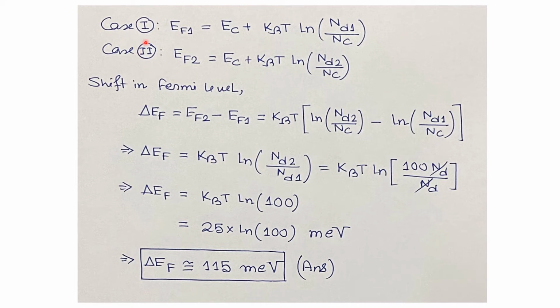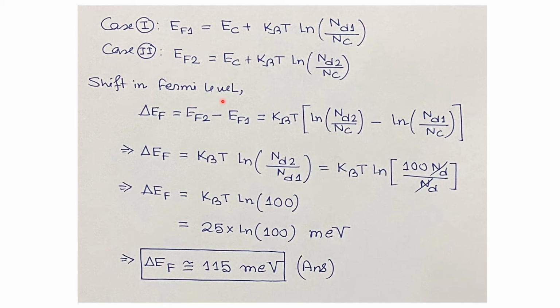In case 1, the Fermi level EF1 is equal to Ec plus kBT times ln of Nd1 by Nc, where Nd1 is the donor concentration in the first n-type semiconductor. For the second n-type semiconductor, where the doping concentration is increased by 100 times, the Fermi level EF2 is Ec plus kBT times ln of Nd2 by Nc. Here Nd2 is 100 times Nd1.